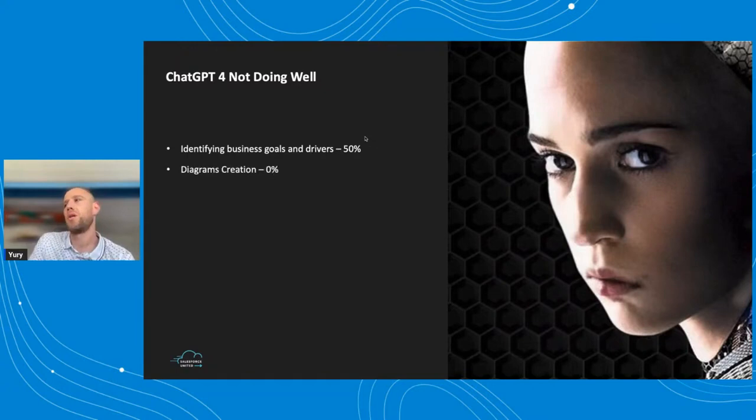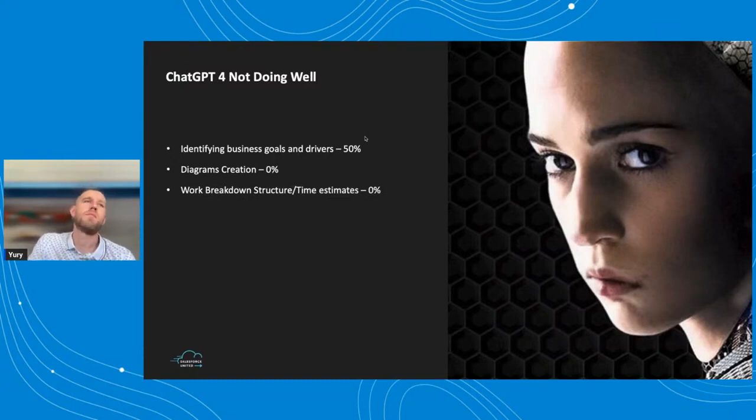Diagram creation, not helpful at all. ChatGPT cannot draw anything yet, so it's just text. You can try to find some formal languages from which you can create diagrams. But in general, out of the box, it's not helping. That's something you as an architect will need to do yourself.